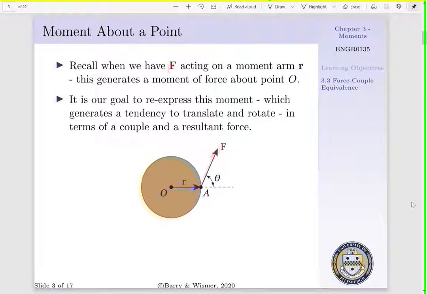To begin, let us recall that if we have a force, F, acting on our moment arm, R, we are going to generate a moment of force about point O. This is shown in the figure below. Now, it is our goal of this lecture to re-express this moment in terms of a couple and a resultant force. Recall a moment has a tendency to rotate and translate, and recall a couple only has a tendency to rotate, and then our resultant force is going to be applied in such a manner that it then yields our tendency to translate.